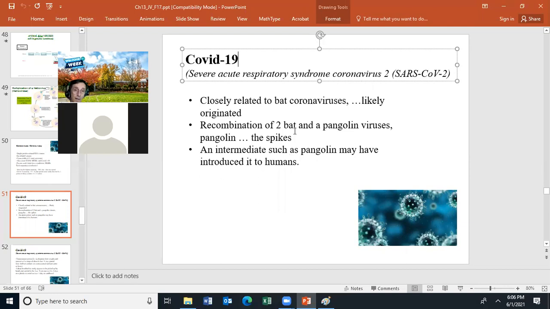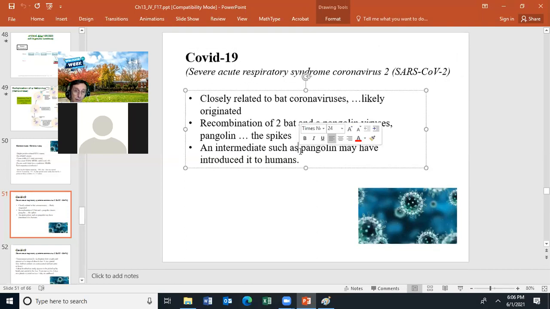They think that COVID-19 evolved in bats, meaning that's where it recombined, and then it jumped to an intermediate, perhaps the pangolin. If you don't know what a pangolin is, it is a spiny anteater. And then they think it spread to humans.